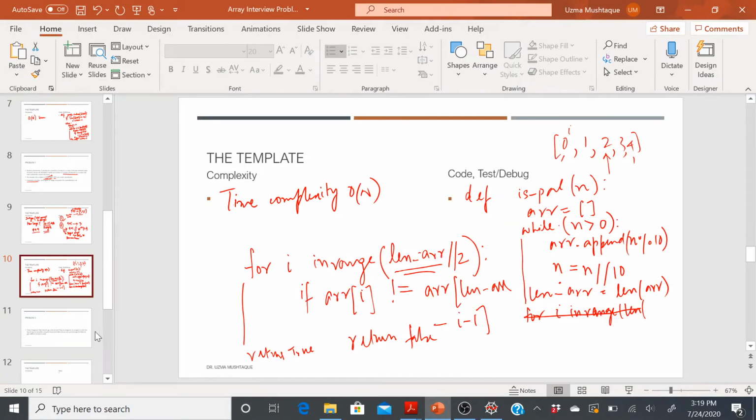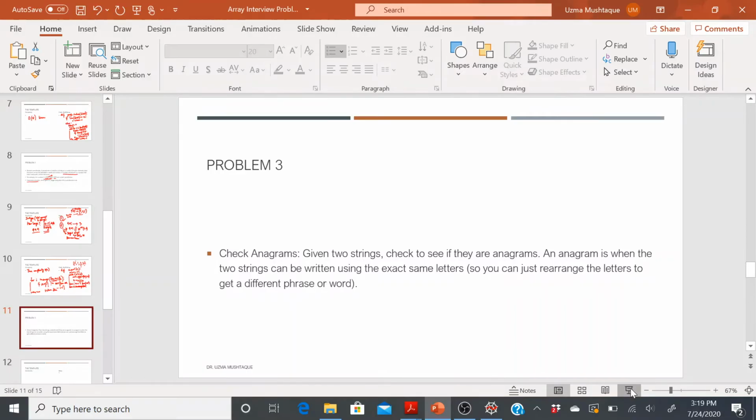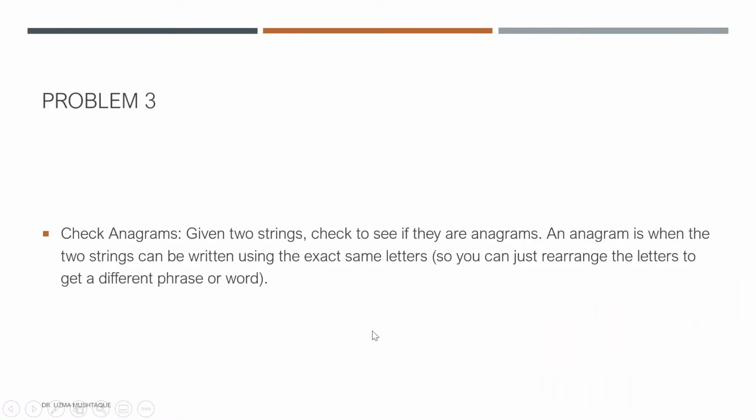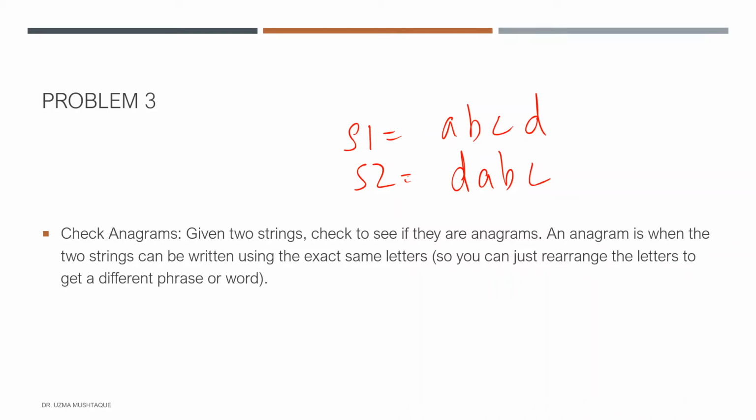Let's finally look at this problem, and I would encourage you to do this one yourself. Check anagrams. Again, a very common problem that appears on interviews. Given two strings, check if they are anagrams. An anagram is when two strings can be written using the exact same letters. So it's basically if there is a string 1, let's say string 1 is A, B, C, D, and if string 2 is D, A, B, C, they are anagrams because it's just a rearrangement of each other. It's like S1 is a rearrangement of S2 and vice versa, right?